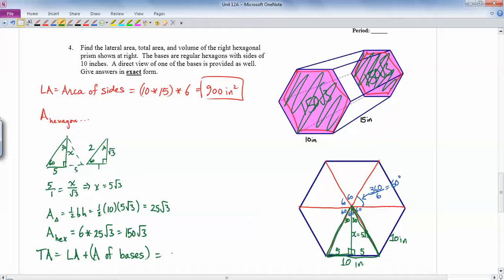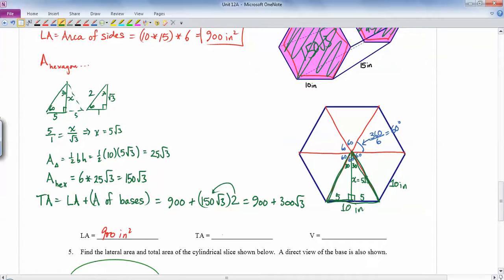So that was 900 plus 150 root 3 times 2, because there's the front and the back. Right? So then that's going to be 900 plus 2 times 150, 300 root 3s. So let's go ahead and record that. So total area, 900 plus 300 root 3, and since it's an area, it's square inches. So let me shrink this stuff down just a little bit.